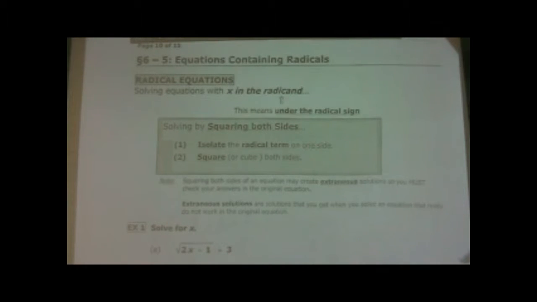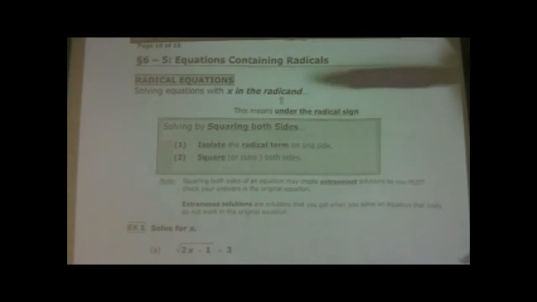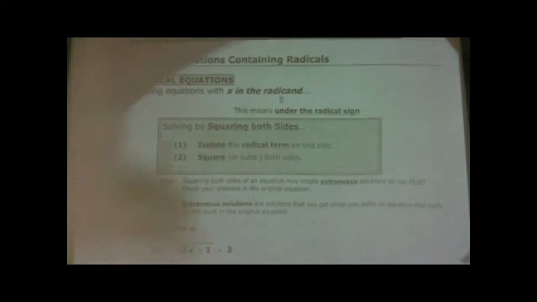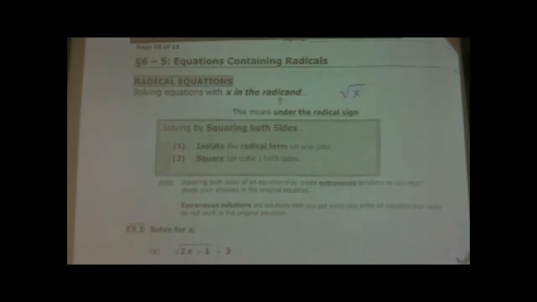So the topic for today is solving equations that contain radicals. There's two types of equations we're going to learn to solve. One is a radical equation, which is solving an equation with x in the radicand. And what that means is under the radical sign. So that's where x is. In other words, you're going to have something like this in your equation. That's what a radical equation is.